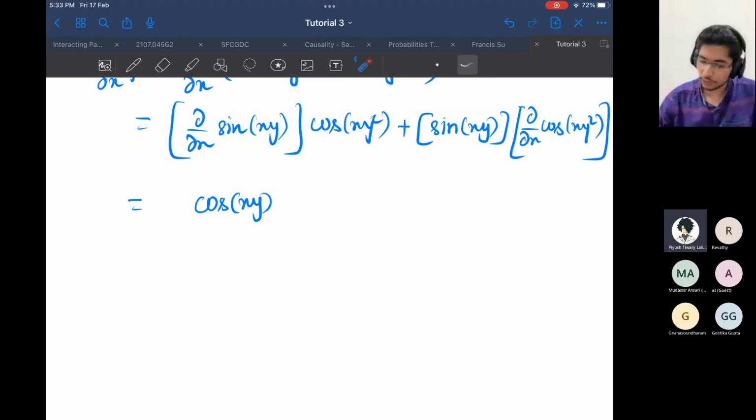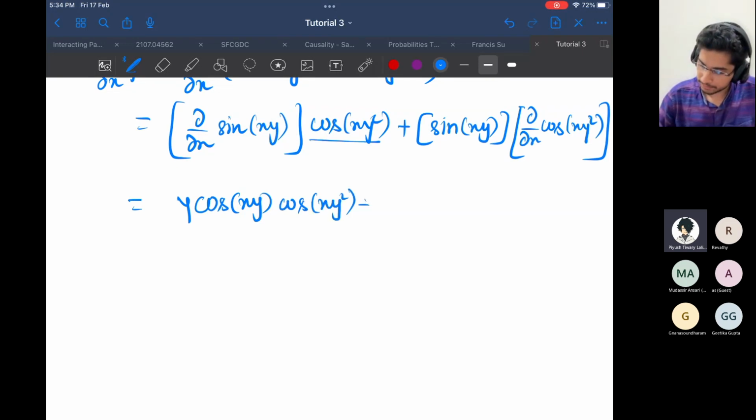If it were just x, I wouldn't have to write anything here. However, it is xy, and y is a constant. So you will have to write the differentiation of xy. What is the differentiation of xy? If y is a constant, it would be just y. So it will be y cos xy, and this term here will remain as it is, plus sine of xy, this term.